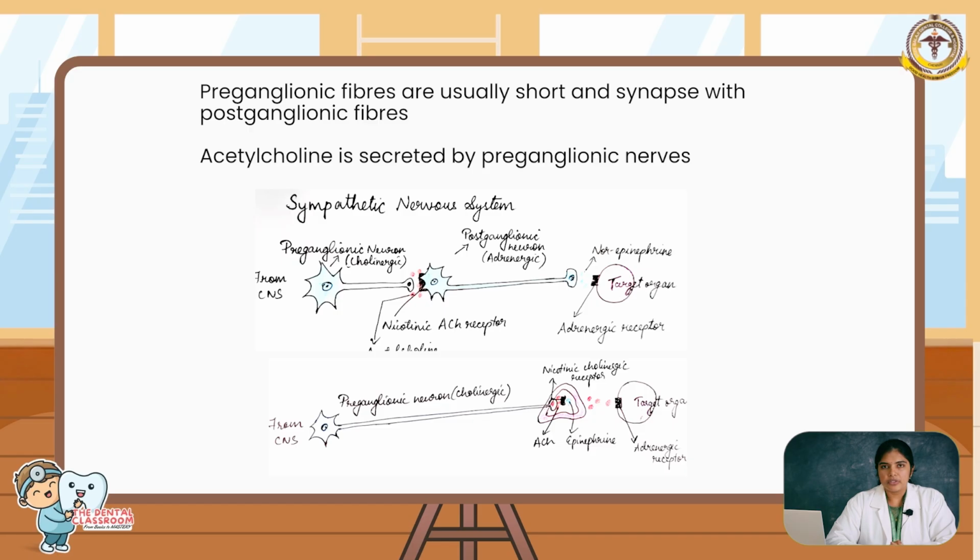This picture shows how preganglionic fibers synapse with the postganglionic fibers in the sympathetic nervous system. If you see, preganglionic fibers are cholinergic, that is, they release acetylcholine in the synaptic cleft, and then the postganglionic neurons are adrenergic. They have nicotinic acetylcholine receptors which take up the signal, and then it reaches the target organ and releases norepinephrine. The receptors present in the target organ are adrenergic.